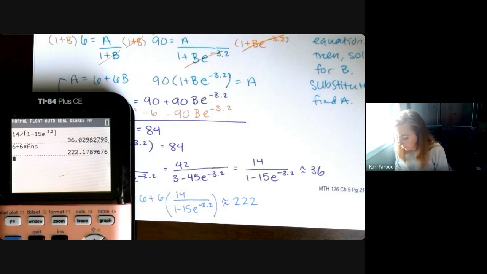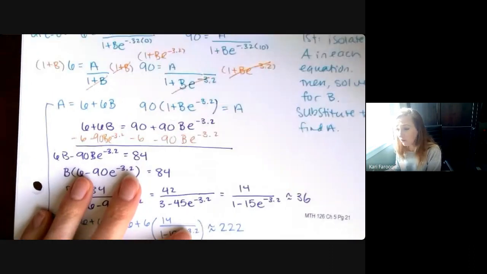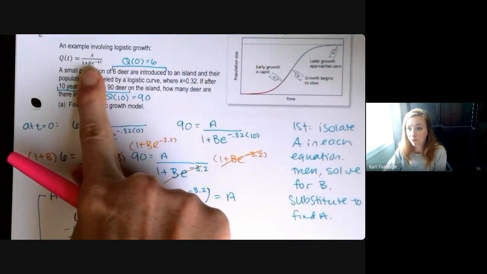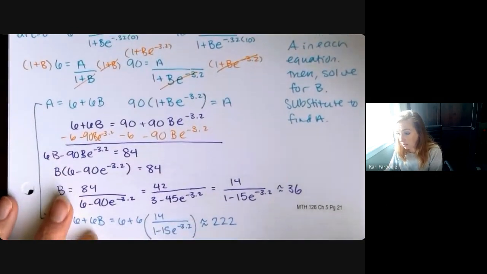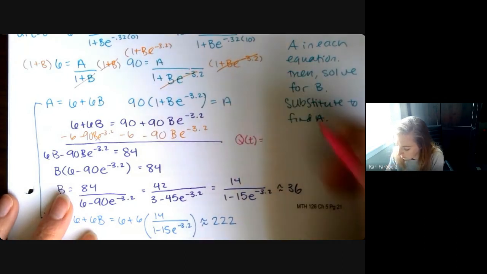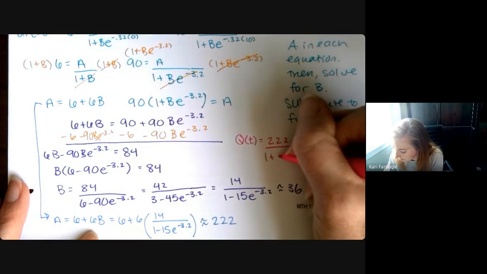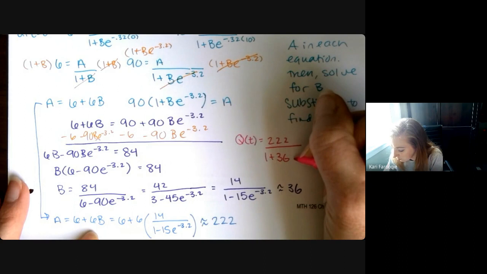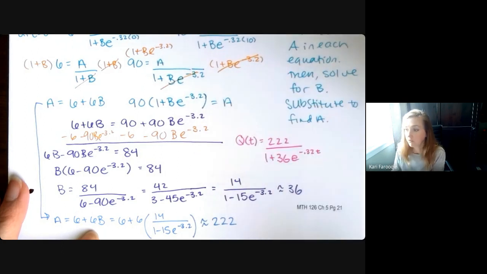Now let's write it out so that you have it, because it's technically what you were supposed to find here. I got to find a place to put it now. Okay, so this is what it looks like. Q of t is A over 1 plus B e to the negative kt. So let's put it all together now that we have A and B. So we'll say that Q of t, this is the model we're going to use, is A, which is 222, divided by 1 plus B is 36, times e to the negative k, which is 0.32, times t.